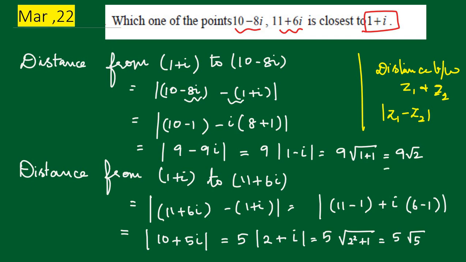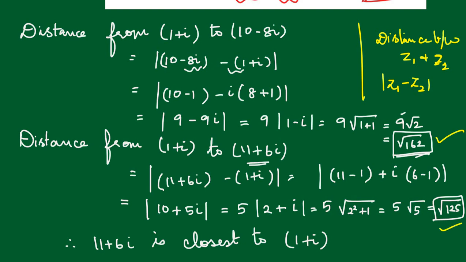Now finding which point is closest. 9 root 2 is nothing but root of 81 times 2. So 9 squared is 81, and 81 into 2 inside the root becomes 162. Next, 5 root 5 will be root of 25 times 5, which is equal to 125. To find which number is closest to the given point, we can say that 11 plus 6i is close to the given point, since root of 125 is smaller than root of 162. Therefore, we say that 11 plus 6i is closest to 1 plus i.